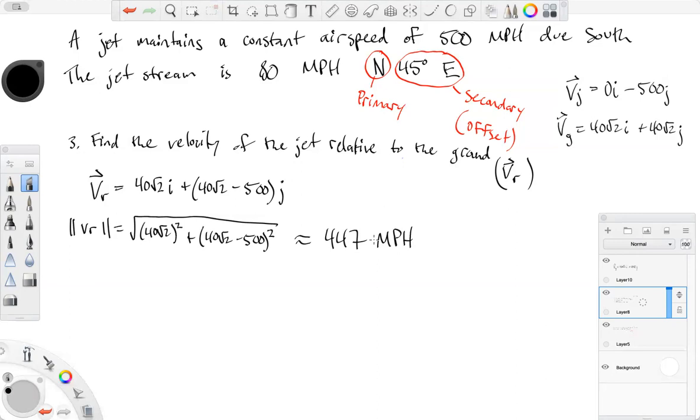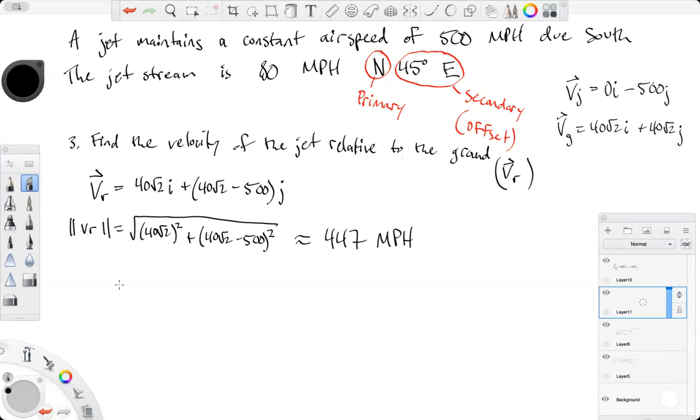Now, to find the direction of the jet, we're just going to use our directional tools. What I like to do with this is first sketch the situation so we have an idea of the direction, so we can properly interpret the answer that we get. So here's what I mean by that.